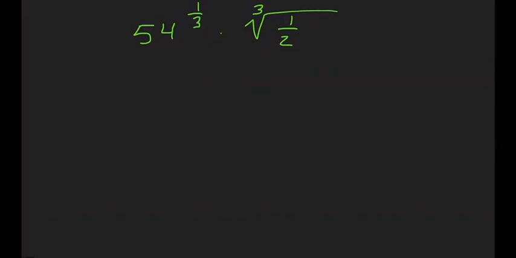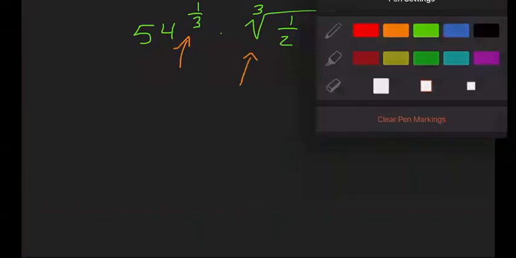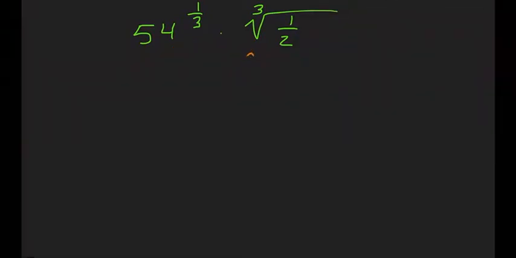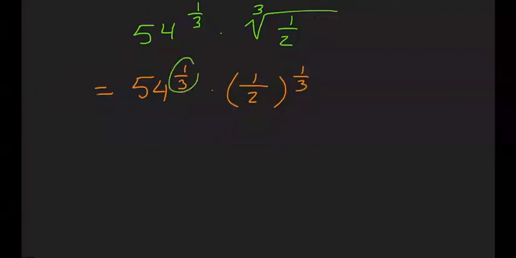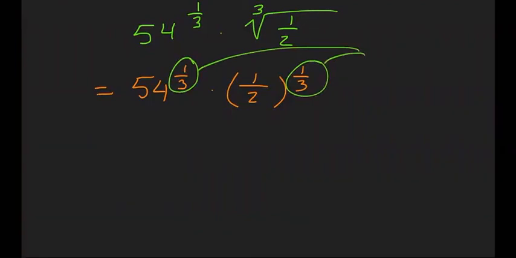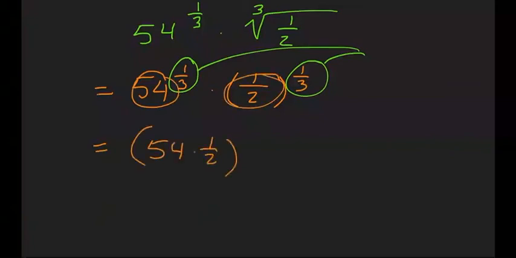And the thing that we notice here is that here we have 1/3 power, here we have cube root. If we remember, those are the same thing. So if we're thinking along the lines of what we did on the last problem, we could leave this one as 54 to the 1/3 and change this one into 1/2 raised to the 1/3 power. Now, if you notice, they both have the same exponent. Remember, we can pull that out and put it on the outside. So we're going to have on the inside the a times b, 54 times 1/2. And on the outside, we have our exponent of 1/3.